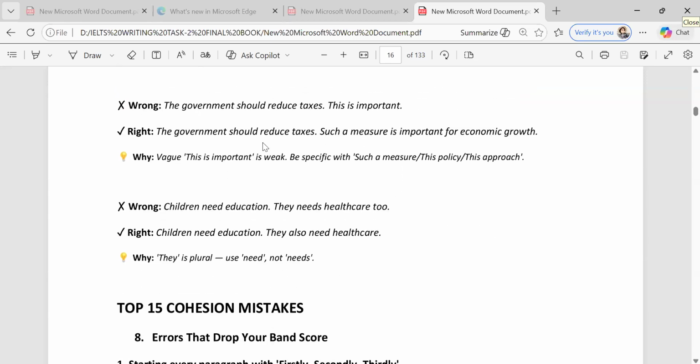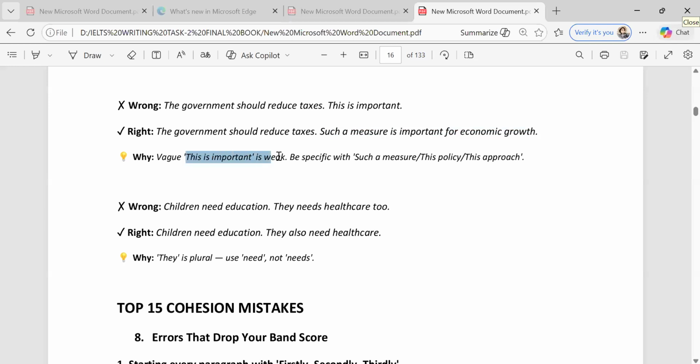Suppose, let's take this example. The government should reduce taxes. This is important. No, this is not the right one. What can we say? The government should reduce taxes. Such a measure is important for economic growth.